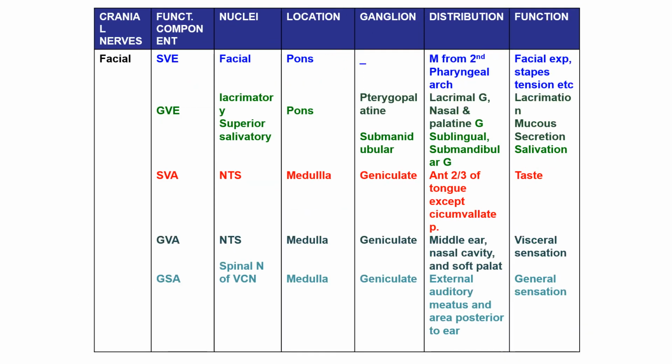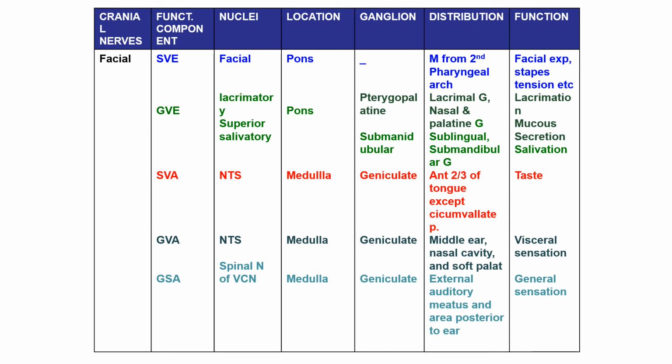Coming to the functional components of the seventh cranial nerve, that is the facial nerve. The first functional component is the special visceral efferent component. The nucleus concerned is the facial nucleus, which is located in the pons, distributed to the muscles derived from the second pharyngeal arch, for example muscles of facial expression, and helps in facial expression, tension of the stapes, etc.